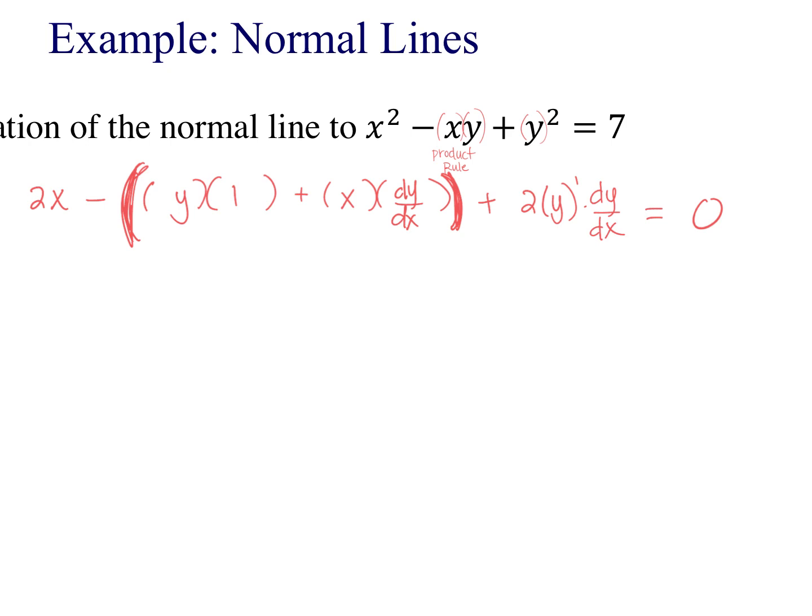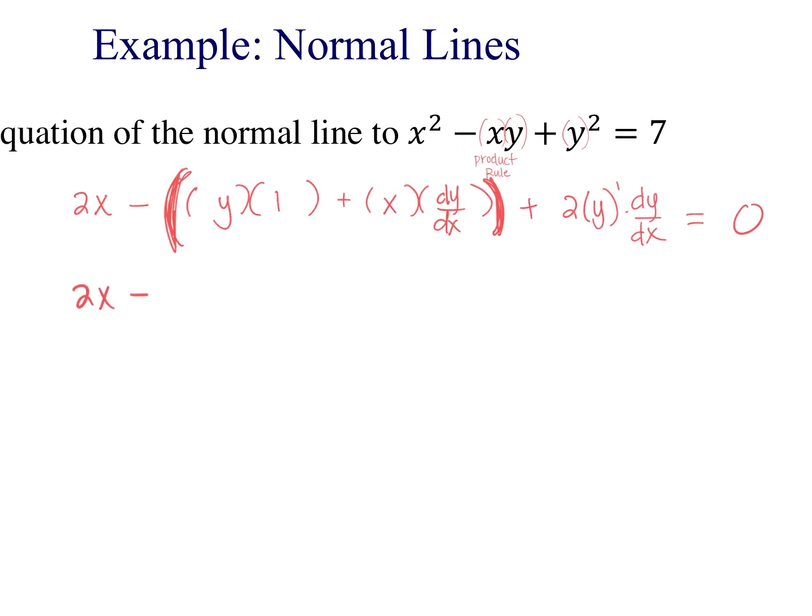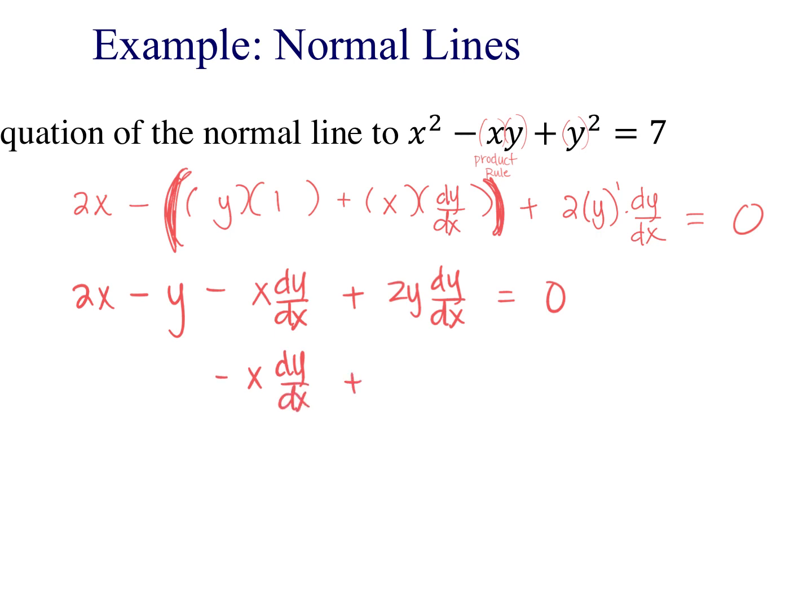All right. So now let's clean this up. Let's distribute that subtraction and then we'll look at what we've got. So we'll have 2x and then the subtraction is going to apply to the y and the subtraction will also apply to the x dy dx. And then we'll have a 2y dy dx followed by being equal to 0. So again, we have 2 dy dx's. They happen to both be on the same side already, but I have a 2x and a y that I want to move over to the other side. So that's going to leave me with negative x dy dx plus 2y dy dx, and then kicking over to the other side, we'll have negative 2x plus a positive y.